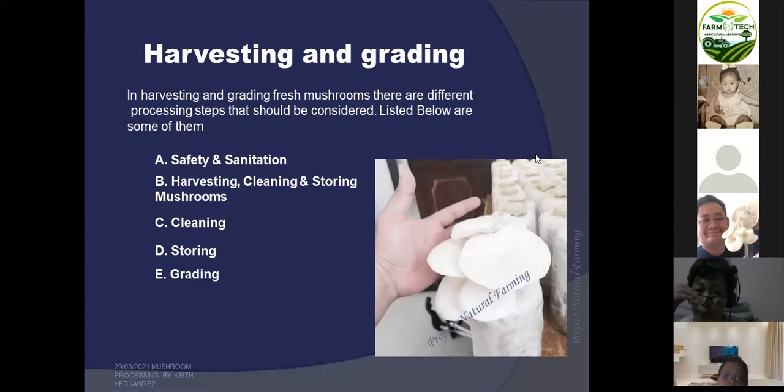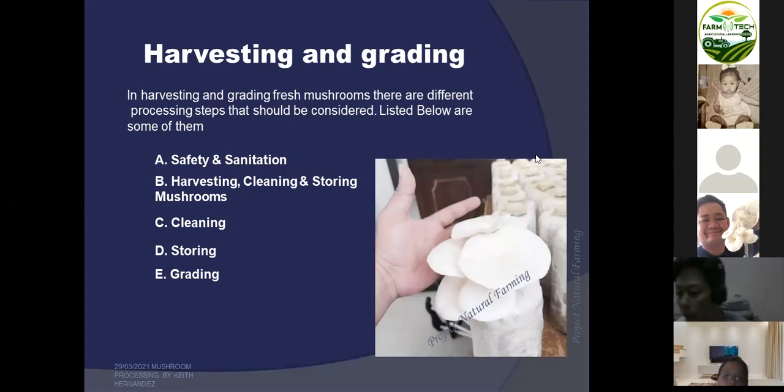Simulan natin. In harvesting and grading fresh mushroom, there are different processing steps that should be considered. Sa atin kasi pag nag-harvest tayo ng mushroom, diretso na lang. In most cases, tanggalin mo lang sa fruiting bag, tapos taktakin mo, tapos irarap na natin. But there are actually different steps.